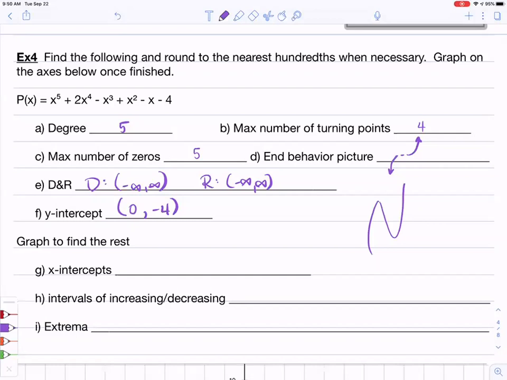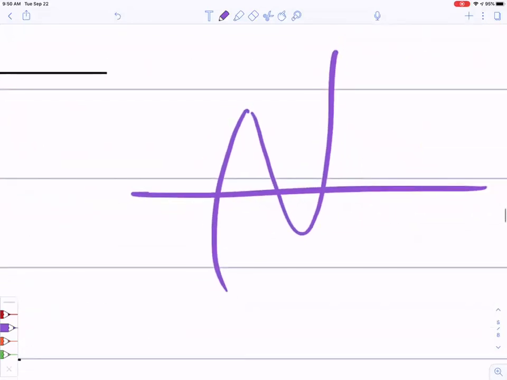Yep, my calculator is dead for sure, so I'm not going to be able to do anything on it. So you're looking at something like this. Let's all look for the same x-intercept first so that we're all on the same page. We're going to look for this one first.